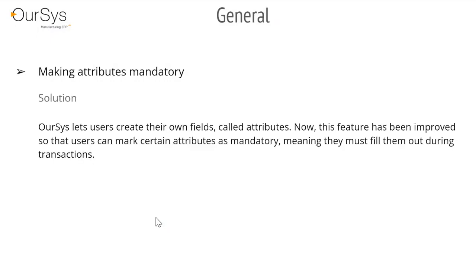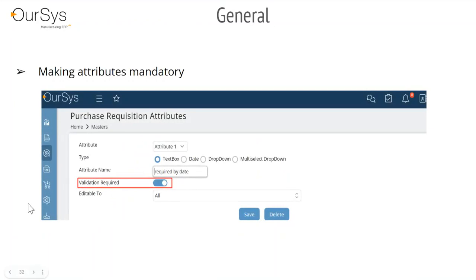Now, making attributes mandatory. Earlier, we gave the provision to create fields of your own choice for a specific transaction. Now, we have given the provision to mark those attributes as compulsory. If you have created a specific attribute for a particular transaction, here under the purchase attribute, I have marked this attribute as compulsory, so the user won't be able to generate the document without updating the detail.